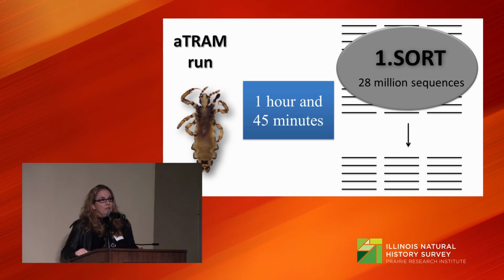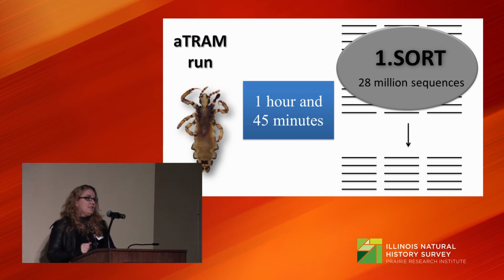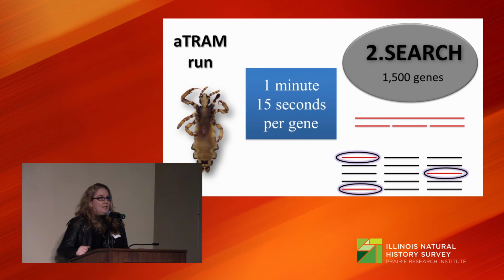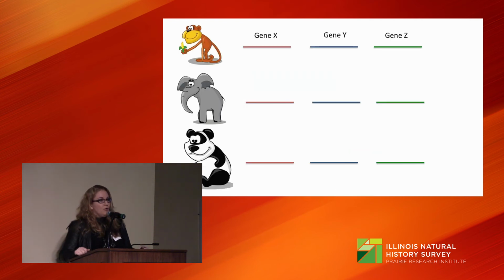We then wanted to assemble all of the genes from aTRAM. So we searched for 1,500 genes. Essentially, we ran the program 1,500 times to see how quickly it could assemble all of these genes. And on average, the program took about 1 minute and 15 seconds per gene. So this is really exciting, because as we have larger data sets and we want to get more and more genes or more and more data for each species, this program suggests that we'll be able to reduce that computational time to a matter of hours for pulling hundreds of genes.